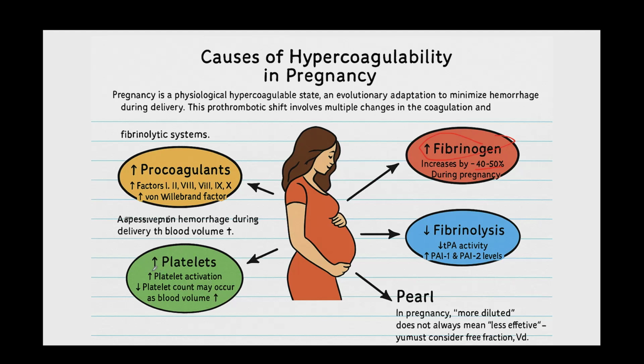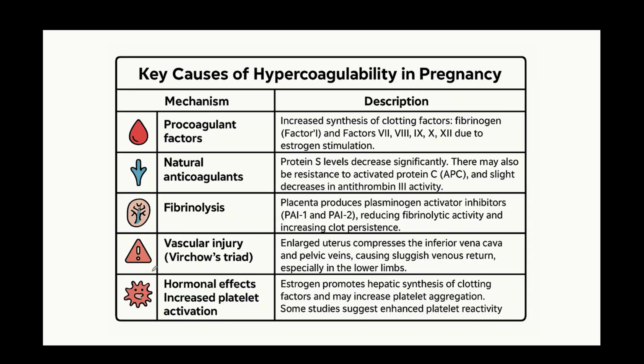Also, platelet activation increases, and a drop in platelet count can happen due to the dilution effect, but platelet activity is still thought to be higher. So those are the causes. We can summarize them. Increase in the procoagulant factors, for example, increased stasis. The liver stops producing almost everything except clotting factors: factor 1, factor 7, factor 8, 9, 10, 12, due to estrogen stimulation.